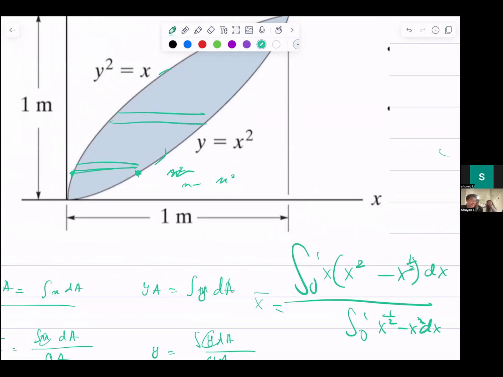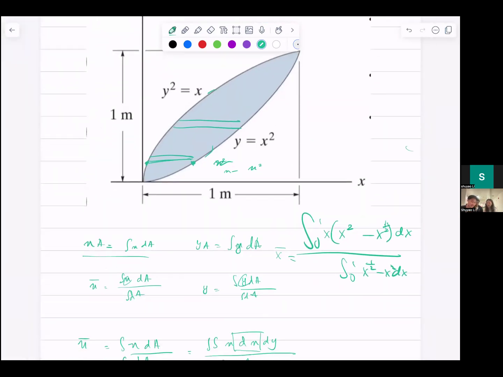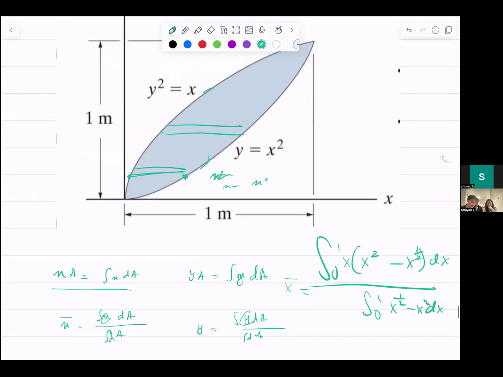For a vertical slice, it would be x to the 1/2 minus x: the top curve minus the bottom curve. But since we're doing horizontal, it's the right side minus the left side. Sorry for the confusion. Okay, so it's x squared minus x to the 1/2. Yep, this is correct.